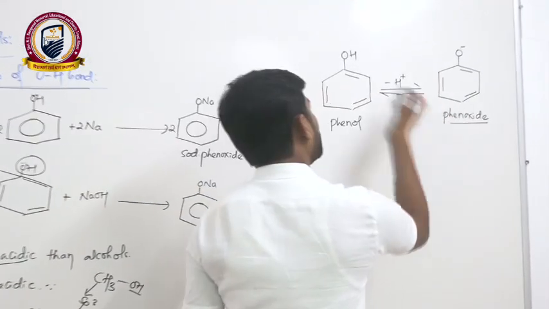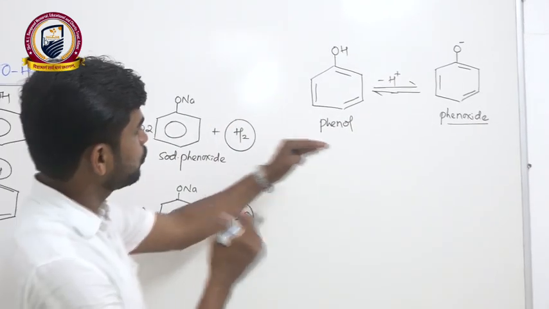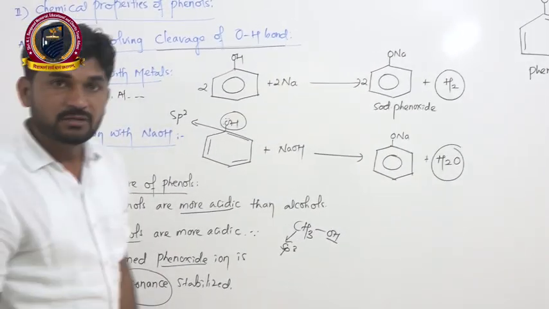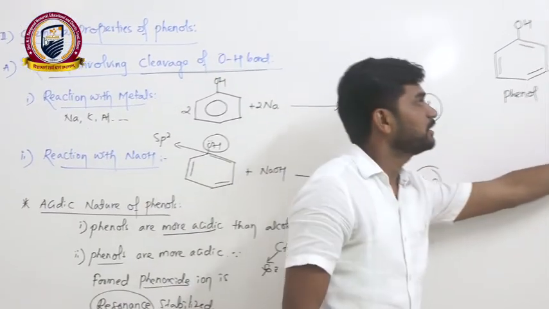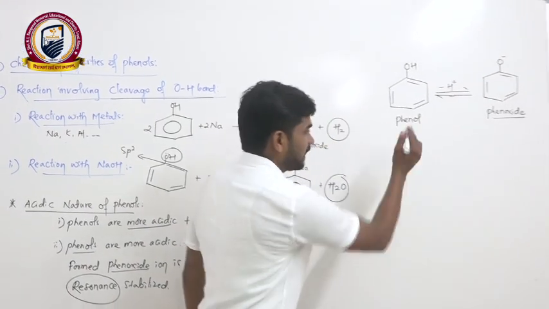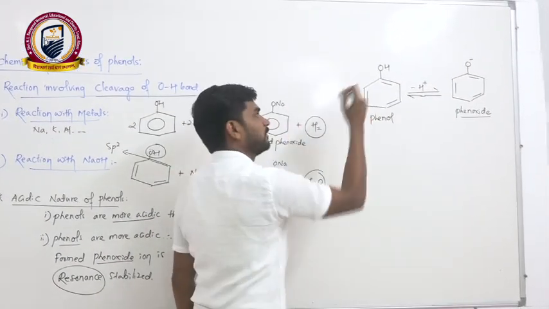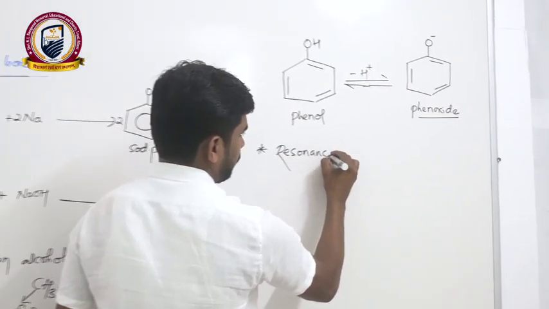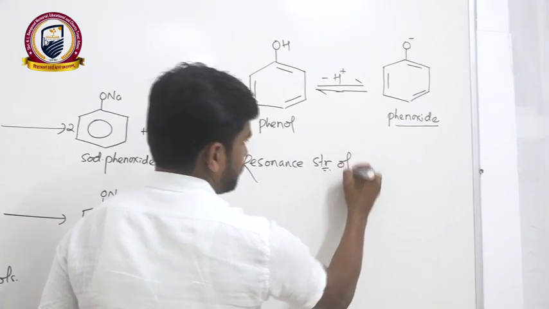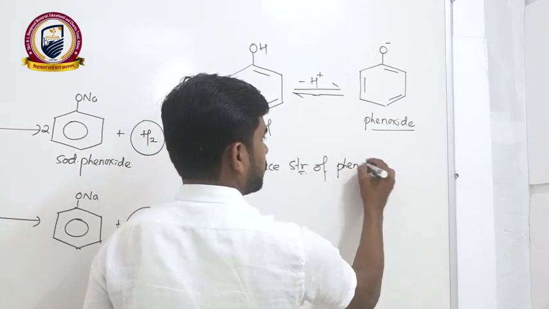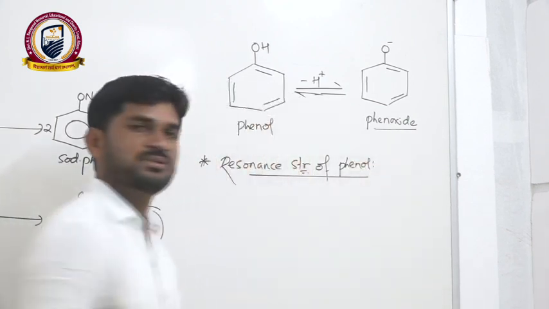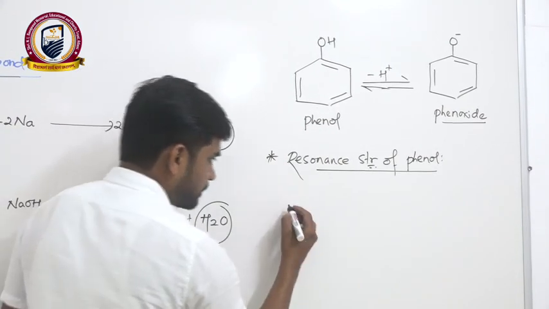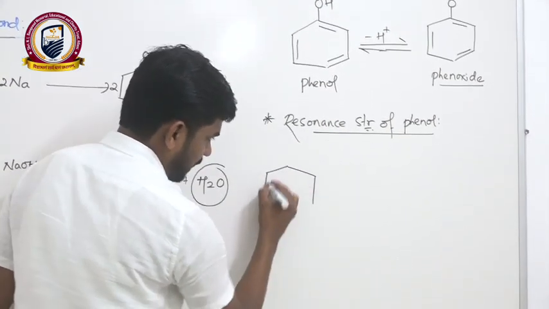So this phenoxide ion and phenol are stable, and we can show their stability on the basis of resonance. We can write the resonance structures of phenol as well as phenoxide ion. I'll write one resonance structure for the corresponding phenol. I think we have discussed resonance structures of organic compounds in first PUC as well, and I'll show you how the resonance structures of phenol can be written.